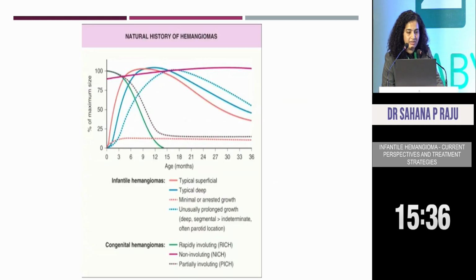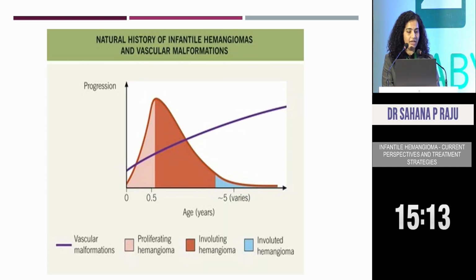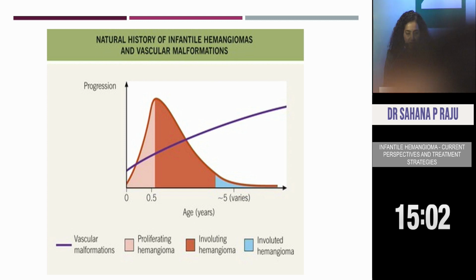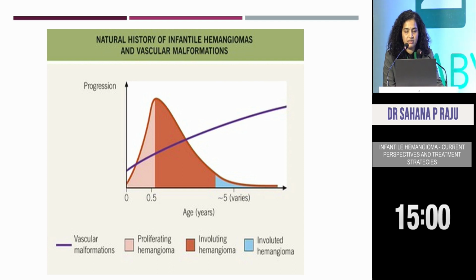To answer Manas sir's question in the last discussion, this is again a very complicated graph. If you can concentrate on the red line, infantile hemangiomas are not present at birth. They start growing after birth. They grow up to 9 to 12 months of age, and then they slowly start involuting. The blue line is a vascular malformation. Vascular malformations are already present at birth and they usually do not involute spontaneously, whereas infantile hemangiomas undergo spontaneous involution.